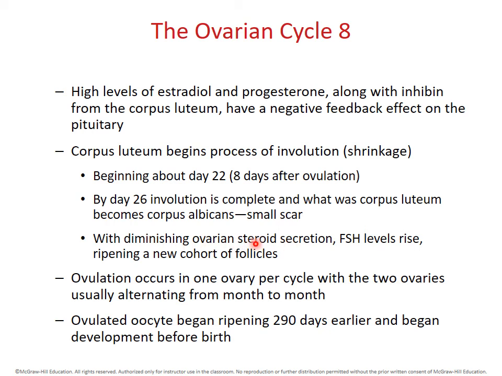And this reduction in progesterone is what then allows FSH levels to rise back up again. As FSH levels rise back up again, we set the stage for a new cohort of follicles to start their development. And we start a new 28-day cycle over again. And again, it's not a true 28-day cycle. But remember, there's already a set of follicles ready to go for the next 28-day cycle.